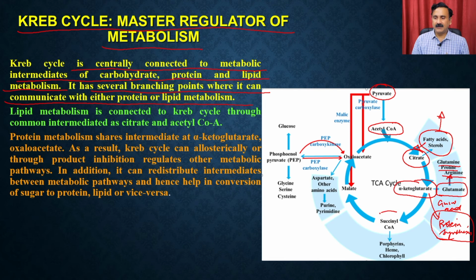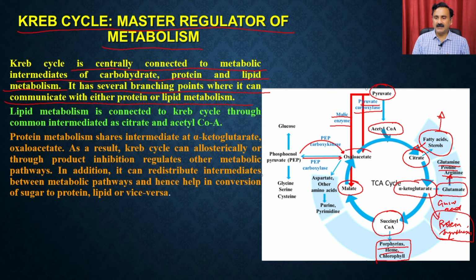And then we have the succinyl CoA. The succinyl CoA is a precursor of the porphyrin and the heme as well as the chlorophyll synthesis. So that's why it can shuttle the intermediates into the biosynthetic pathway of the heme biosynthesis. And once the succinyl CoA is getting converted into the malate, the malate is also getting shuttled with the pyruvate, and the enzymes are the pyruvate carboxylase as well as the malic enzyme.